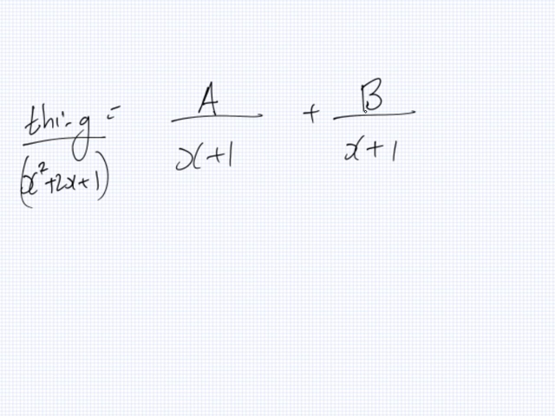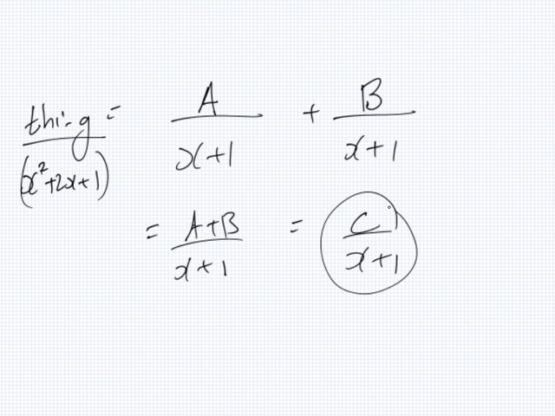But then you realise, oh hang on, this is stupid because these are the same. So I can just write this as a plus b over x plus 1. But a plus b is also a constant. So you could have just written it as c over x plus 1. But that's stupid because that could never equal this, because that's a quadratic and that's a linear.